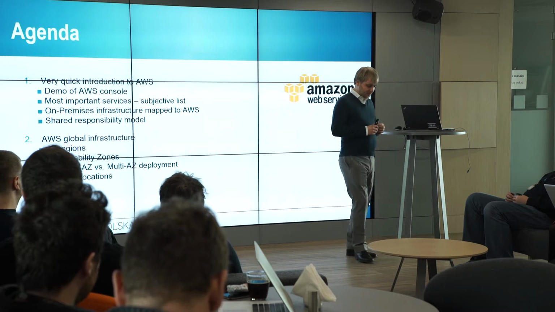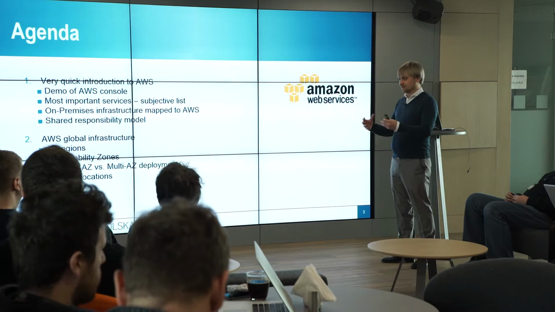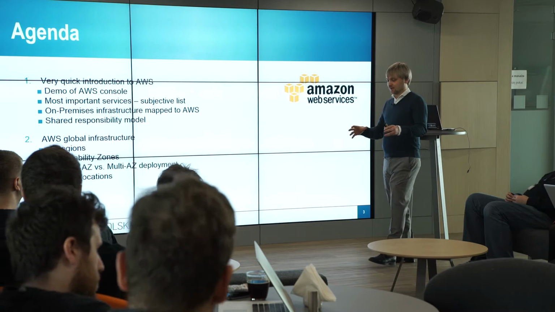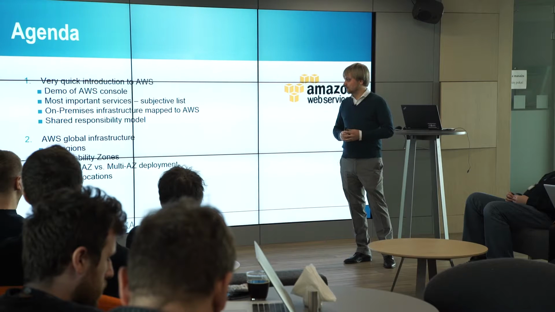Later, I will show you how on-premise infrastructure, so infrastructure you keep in your data center, maps to particular services exposed by Amazon. Later, I will mention a little bit about the shared responsibility model. This is the shared responsibility of keeping your system secure. This responsibility is shared between you and Amazon.